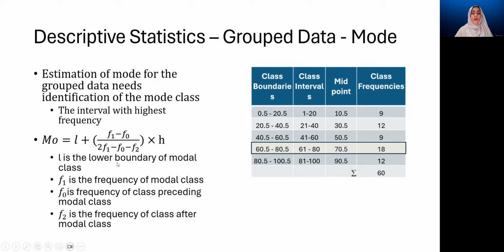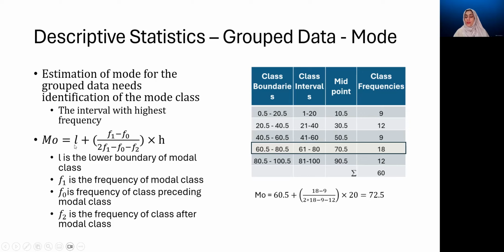This is L, which is the lower boundary of the modal class, which we have identified as this one, plus F1 minus F0. F1 is the frequency of the modal class, which is this. F0 is the frequency of the class preceding the modal class, which is this one. And F2 is the frequency of the class after the modal class. And H here is the width of the class intervals, which we know for this case is 20. So after computing all of this for this data set, we get this value 72.5.